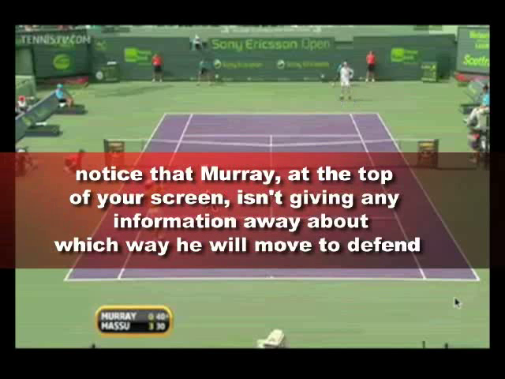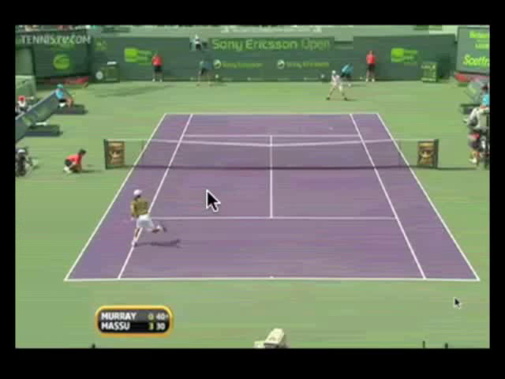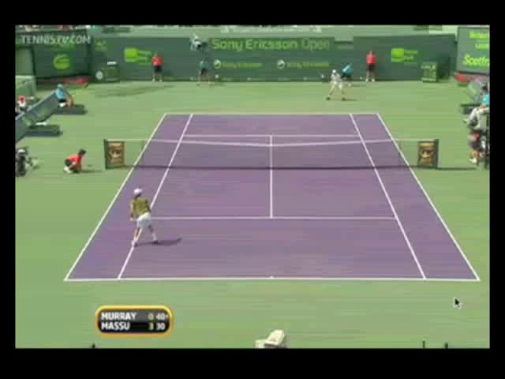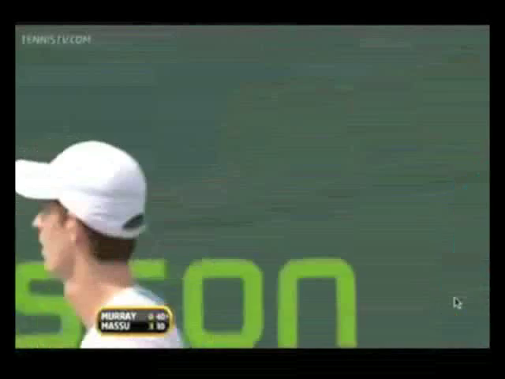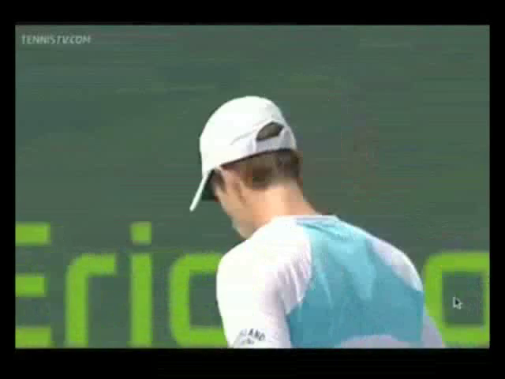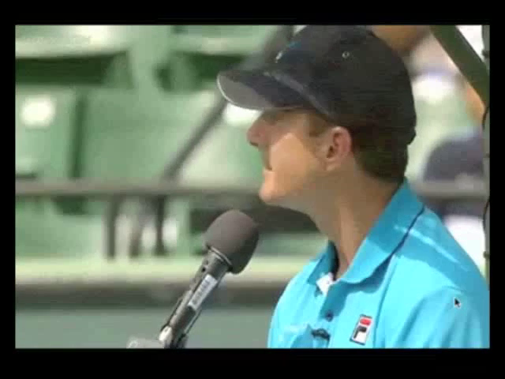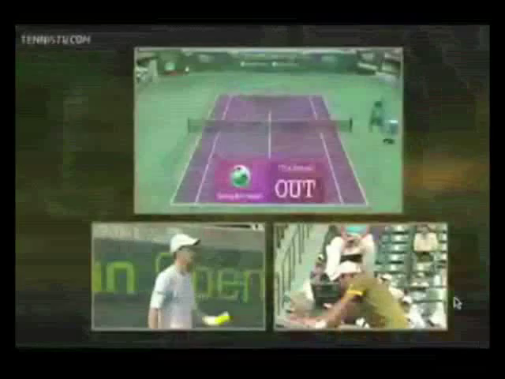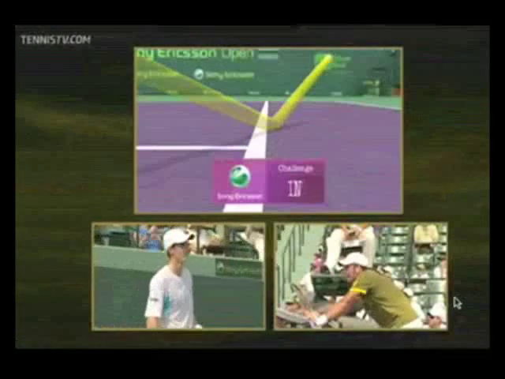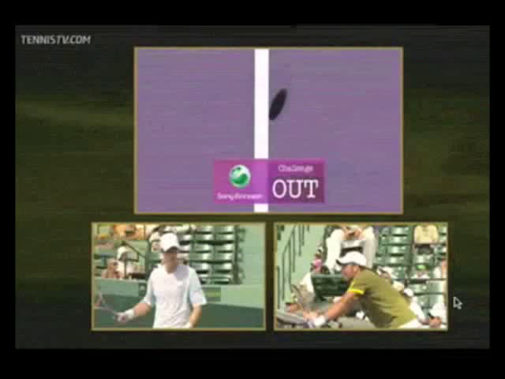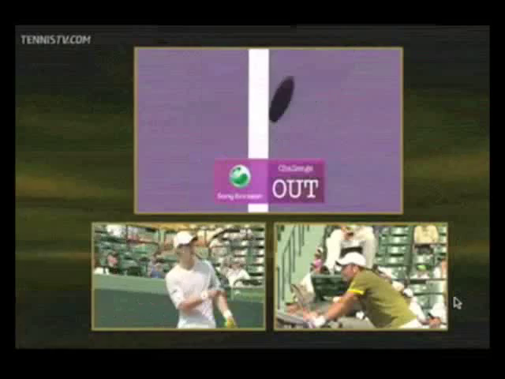Now, can Murray read what this guy's going to do? I don't know. Let's have a look and see. Instead, he shoots. Murray starts to move that way. Let's back that up again. Okay, so he's getting ready to hit. Murray looks like he's moving that way, but he shoots the ball right down there in the line. Now let's just watch and see what happens here. So it was a great shot, but it was just out, okay?